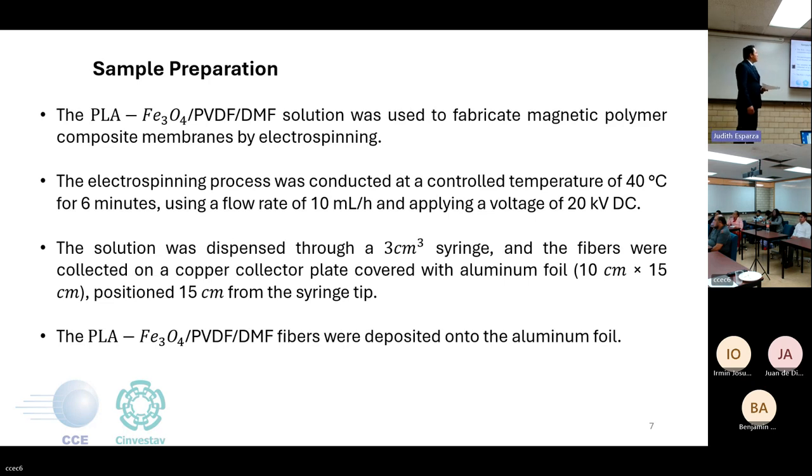Our sample preparation consists of PLA, magnetite, PBF, and BMF. It was done at a controlled temperature of 40 degrees Celsius, using a flow rate of 10 milliliters per hour, and applying a high voltage of 20 kilovolts. This solution was dispensed into a 3 cubic centimeter syringe, and the tip of this syringe was positioned 15 centimeters from the collector plate.